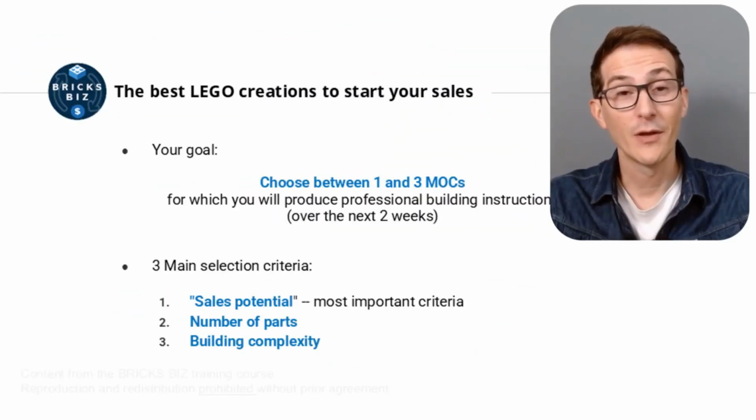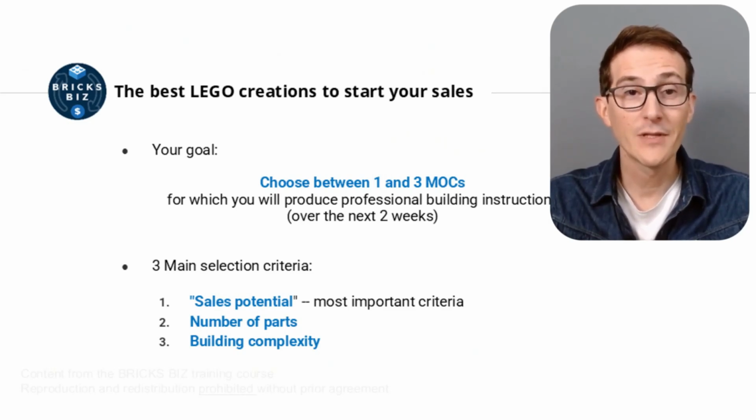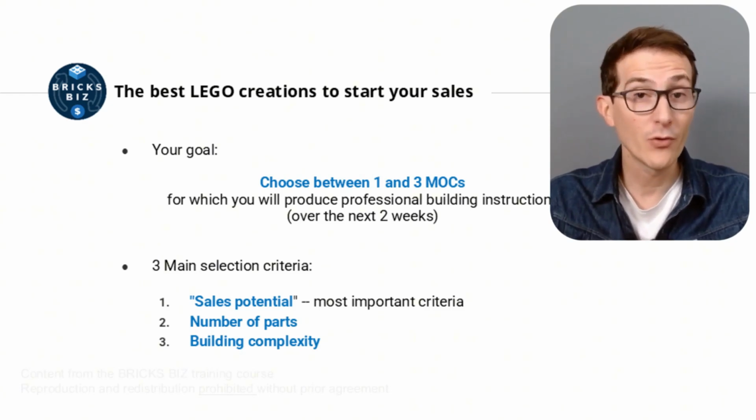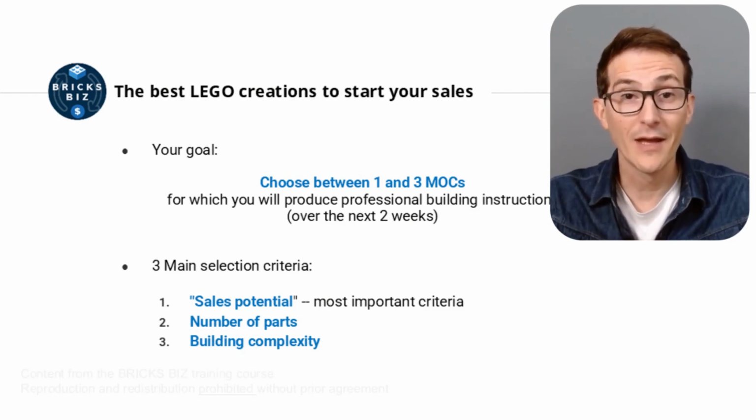The second criterion to consider in your choice is the number of LEGO parts. It's quite easy to understand. The more parts your creation requires, the longer it will take you to produce the corresponding building instructions. If you're just starting out with Studio, my advice for now is not to choose LEGO creations with more than 100-200 parts. Otherwise, you risk not reaching your goal at the end of the next 2 weeks.